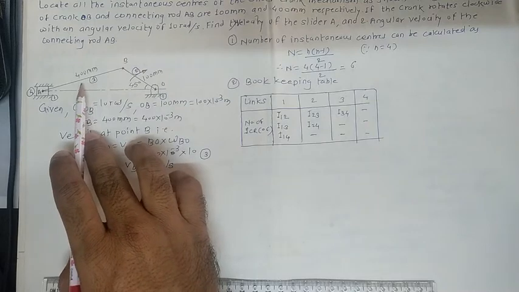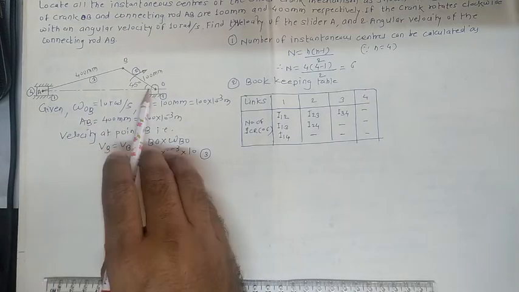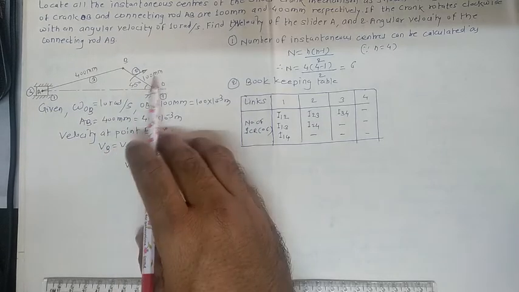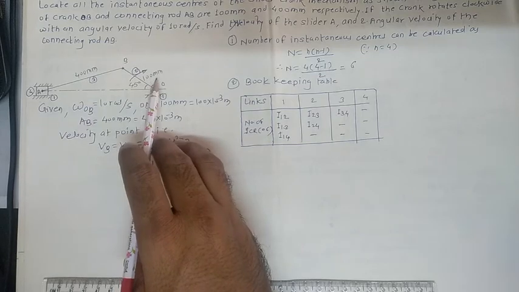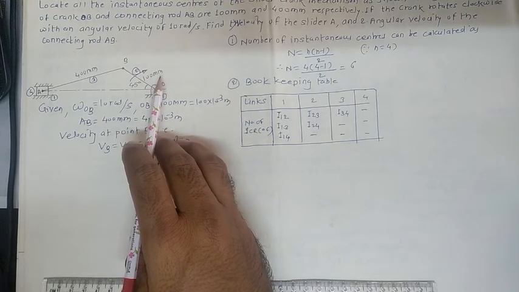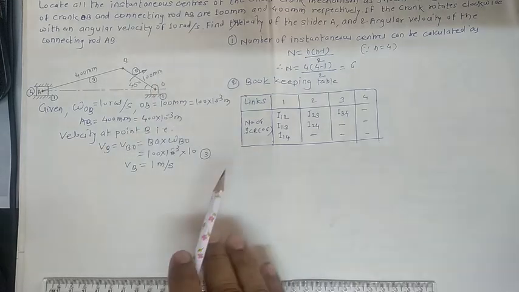Here 400 mm length is given for this one. Apart from this, there is some other distance available with us. For this 100 mm, take some suitable scale. If I take the scale for this one as 100 mm equals 20 mm, we can easily draw that diagram on the given paper.